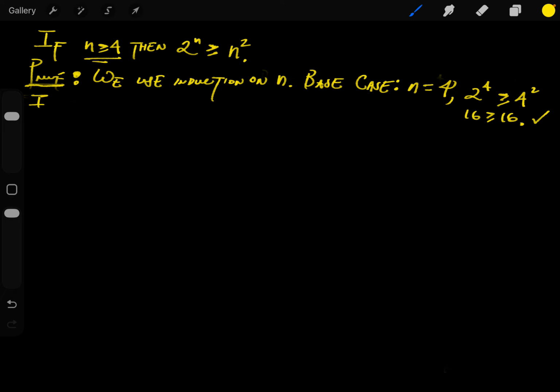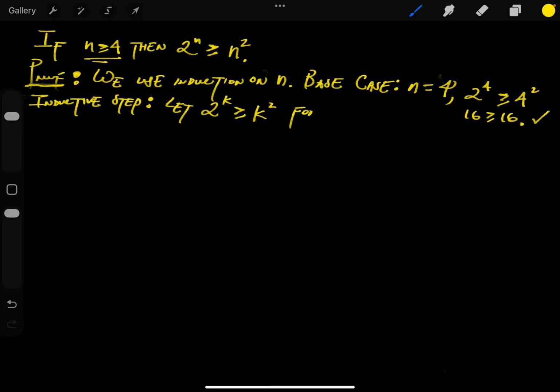Now, the inductive step. We let 2 to the k be greater than or equal to k squared for k greater than or equal to 4. And what we need to show is that the statement is true for k plus 1. We need to show that 2 to the k plus 1 is greater than or equal to k plus 1 squared.